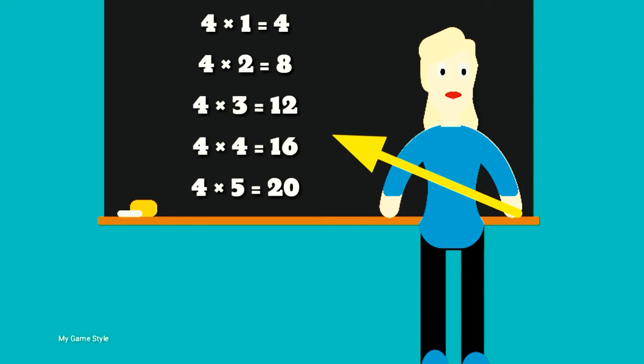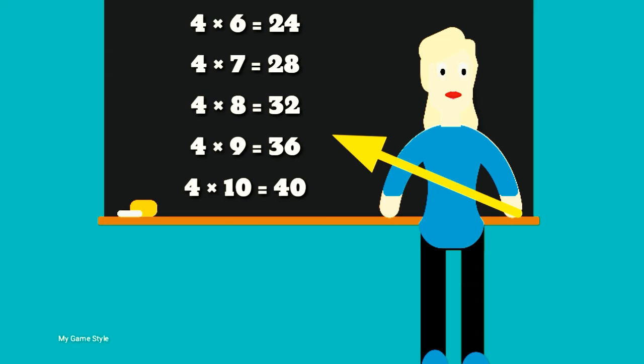Four ones are four, four twos are eight, four threes are 12, four fours are 16, four fives are 20, four sixes are 24, four sevens are 28, four eights are 32, four nines are 36, four tens are 40.